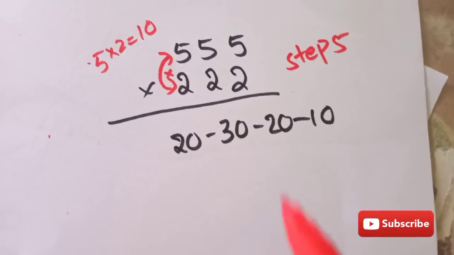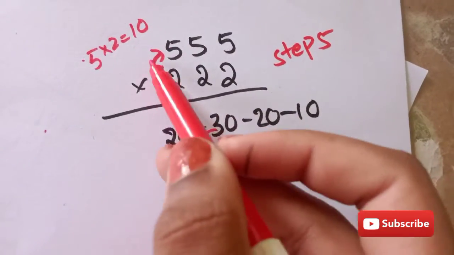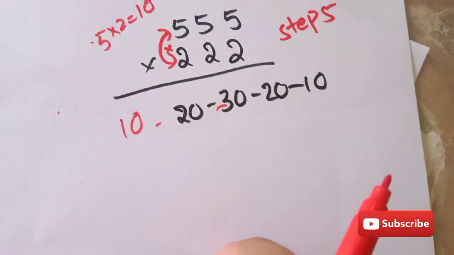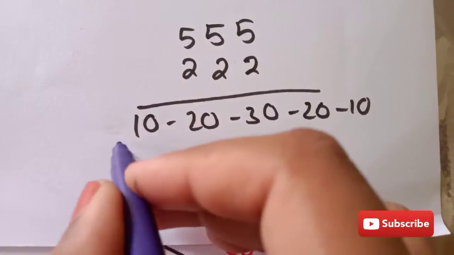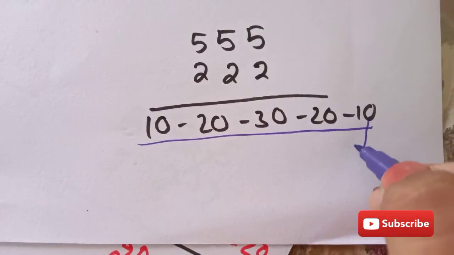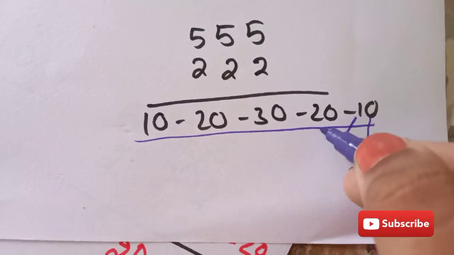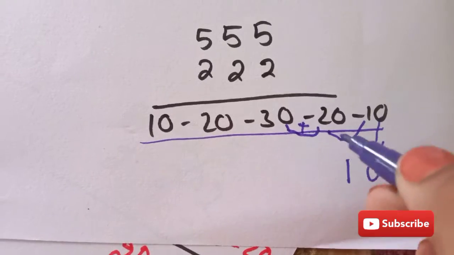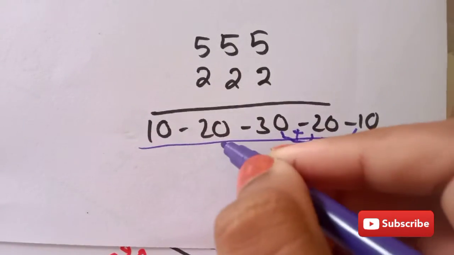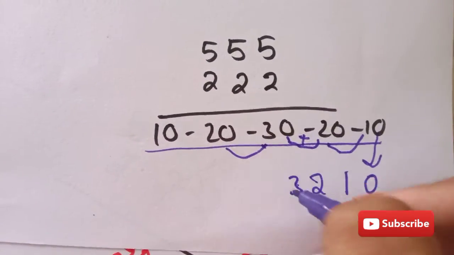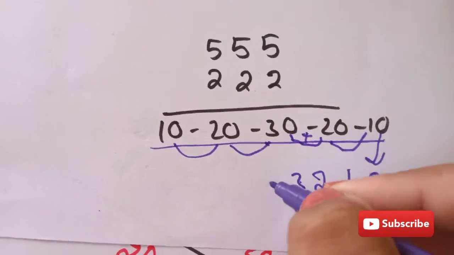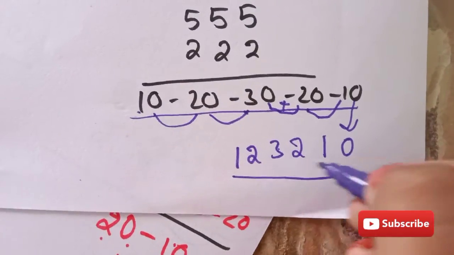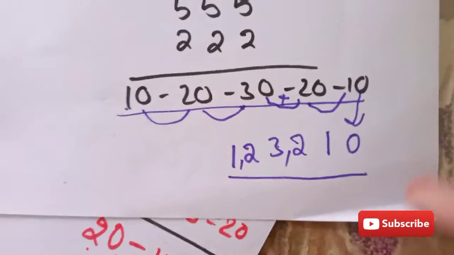And the next step, step 5. We have to multiply both the hundreds places. 5 into 2, that equals 10. Step 6. It's the simple step. Write the ones place there and add all the digits. It's 1,23,210.